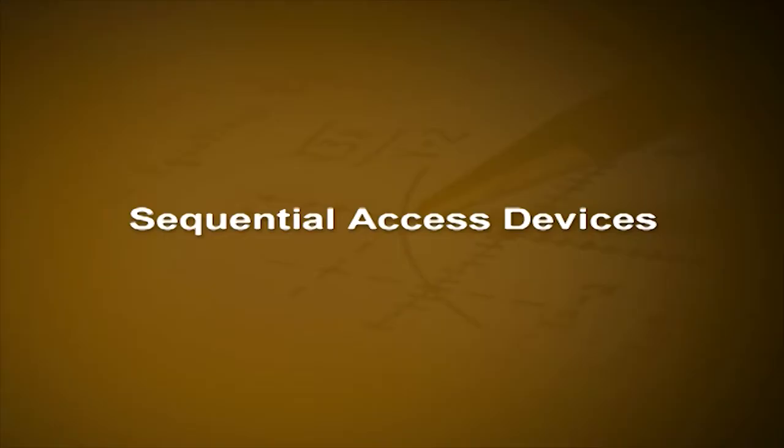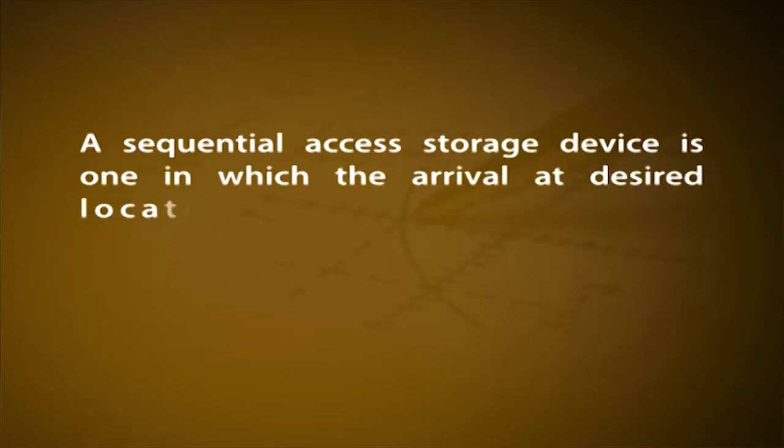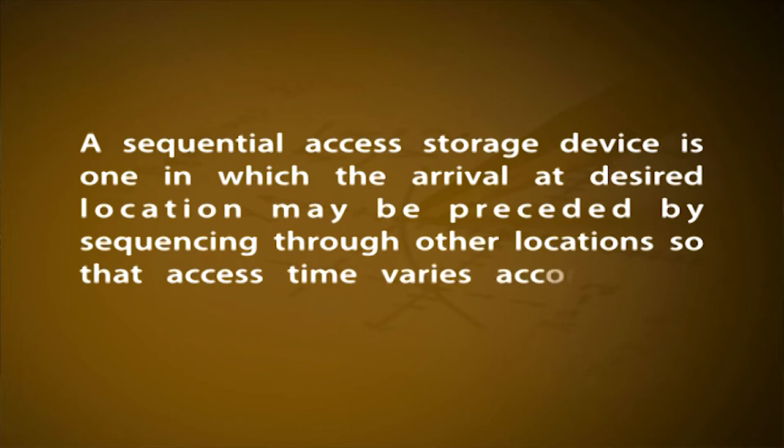Sequential access devices. Memory is organized into units of data called blocks. Data blocks are stored one after the other. A sequential access storage device is one in which the arrival at the desired location may be preceded by sequencing through other locations, so that access time varies according to location. Information on a sequential access device can be retrieved only in the same sequence in which it is stored. A shared read-write mechanism is used, and this must be moved from its current location to the desired location, passing and rejecting each intermediate block.